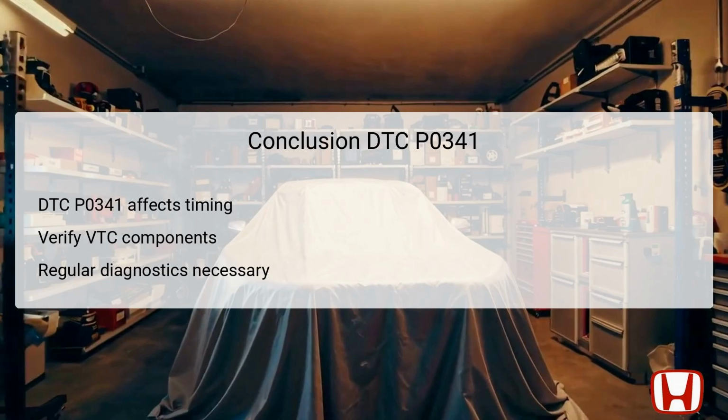In summary, DTC P0341 indicates a misalignment between the CMP sensor A and CKP sensor regarding their phase detection. The troubleshooting process involves a series of steps that range from simple checks like verifying electrical connections to more complex investigations, such as inspecting the VTC system, camshaft timing, and associated components like the VTC oil control valve and actuator. It is imperative to perform these checks meticulously to identify the root cause effectively.